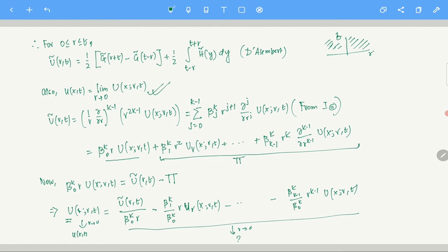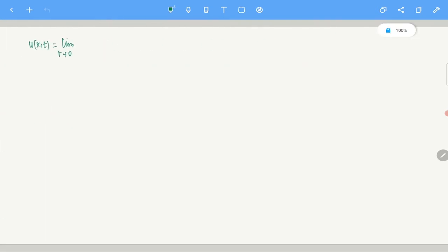Okay, so let's just do that part. First things first, this is 1 by b_k0, this is always there, and g tilde of t plus r, I'm just using that formula, minus g tilde of t minus r, by 2r, clear, plus 1 by, okay, let me again tell you what is happening.